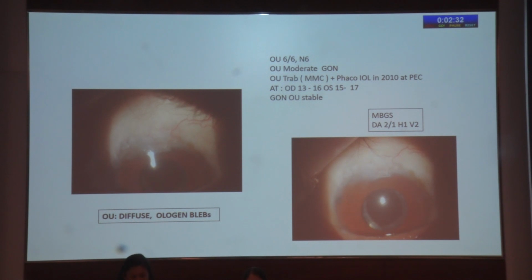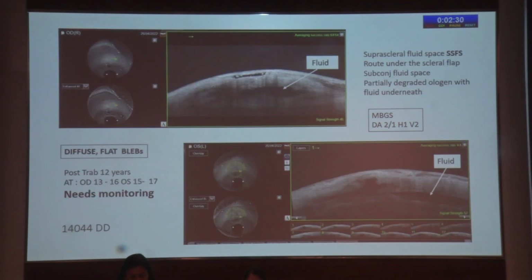So you can have diffuse ologen blebs. These are the diffuse ologen blebs. The ologen has been absorbed, and you can see a fluid space there. Though the blebs are flat, the pressure is good in the right eye, and the left eye is now 15 to 17 with a collection of fluid here, but still the pressure is not very high, not above 20, but this left eye still needs monitoring.